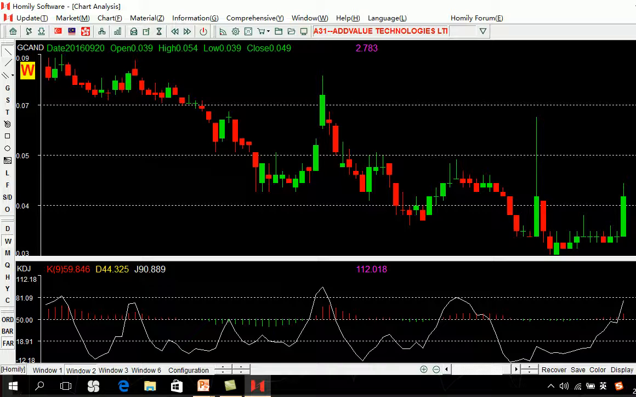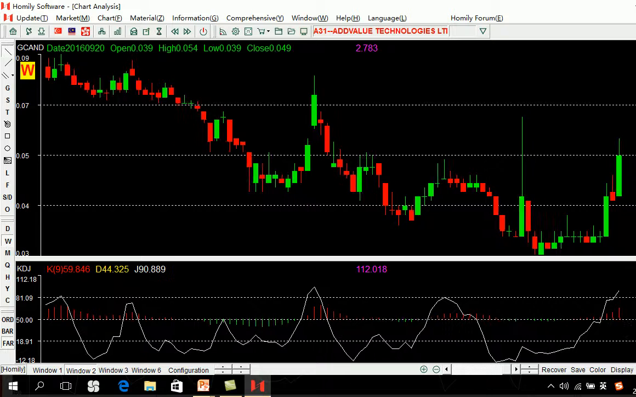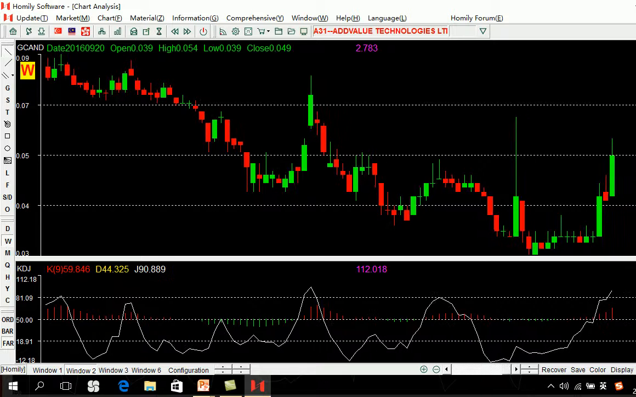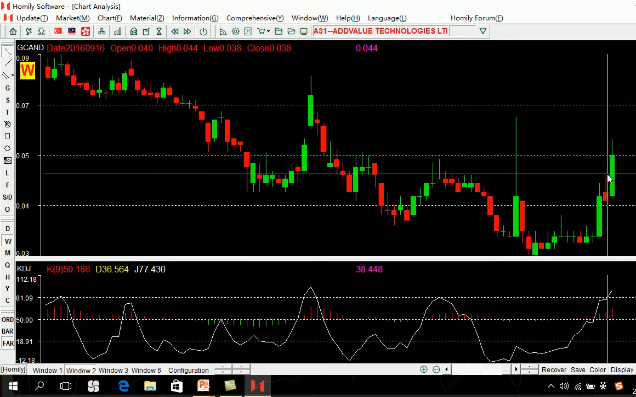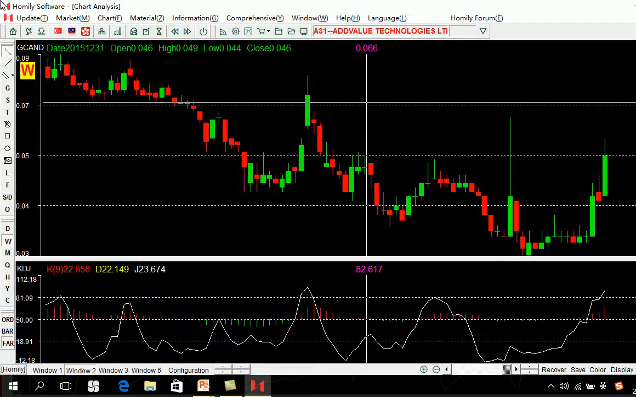So if you see here, the upward cross, right? Then the MACD is red color. Can we buy or not? You can buy the next day. Then you can earn good profit. So here, if you bought yesterday, today you still can earn some good profit. This is the weekly chart.